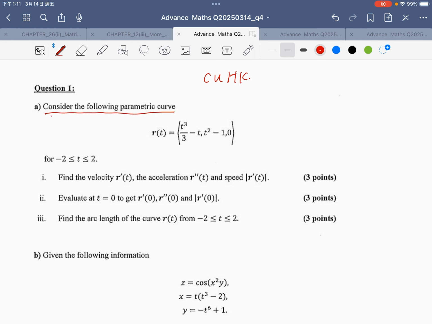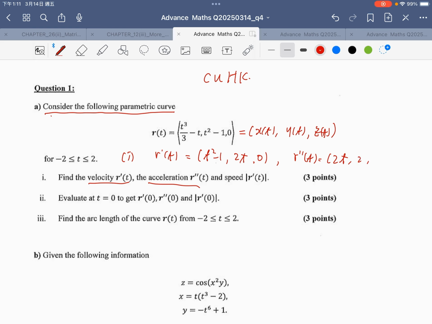Consider the following parametric curve r(t), whose first component is x(t), the second is y(t), and the third one is e^z(t). First, calculate the velocity r'(t). We only need to differentiate each part. The first one is t squared minus 1, the second is 2t, the third one is 0. This is r'(t). For the acceleration r''(t), we differentiate again: 2t, 2, 0.